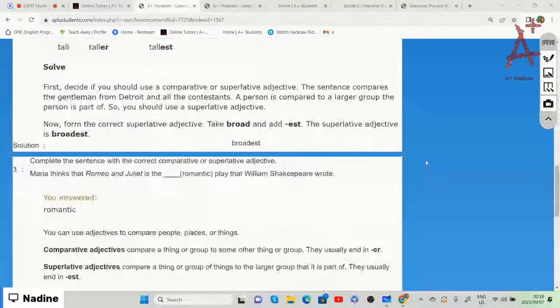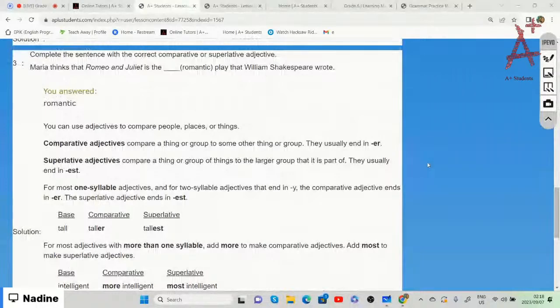Maria thinks that Romeo and Juliet, the romantic play that William Shakespeare wrote, is the romantic play. And romantic has more than one syllable. So Maria thinks that Romeo and Juliet is the most romantic play that William Shakespeare wrote.